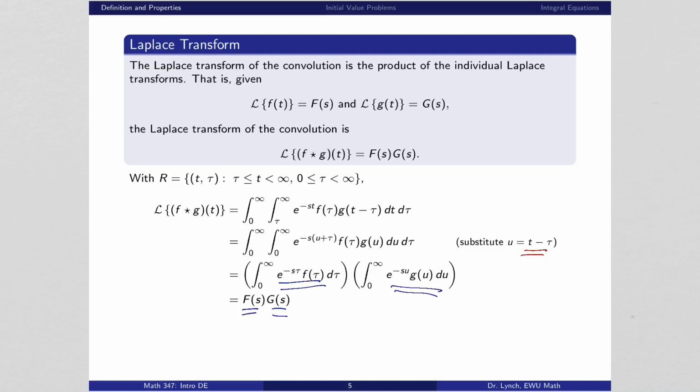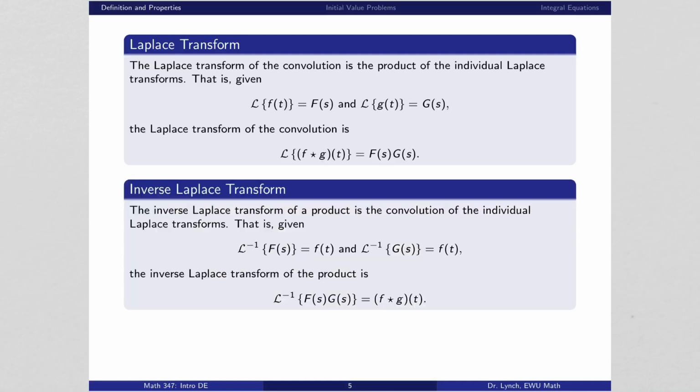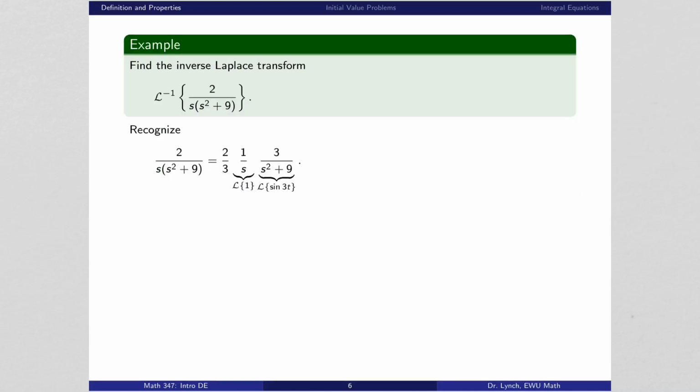Okay, so the Laplace transform of the convolution of two functions is the product of the individual Laplace transforms. This is a pretty miraculous result. It also means we have a new inverse transform, right? So here is the inverse transform. The inverse transform of a product of two transforms we know turns out to just be the convolution of those functions. Okay. So a couple examples dealing with this.